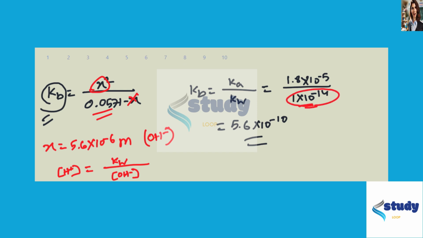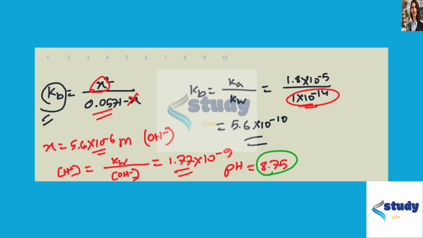So if we put this value over the OH minus ion concentration we have just found, we will have the H plus ion concentration as 1.77 times 10 to the power minus 9. So this is our H plus ion concentration, and from here we can find the pH by taking the negative log of this value, which will give us a value of 8.75. So this is the pH at the equivalence point of this titration.